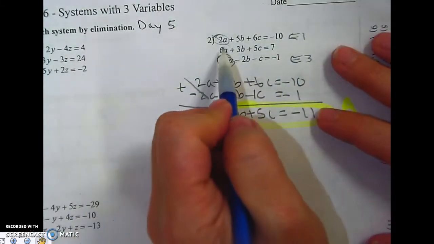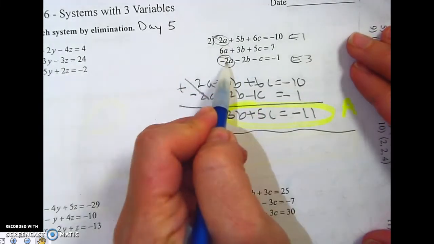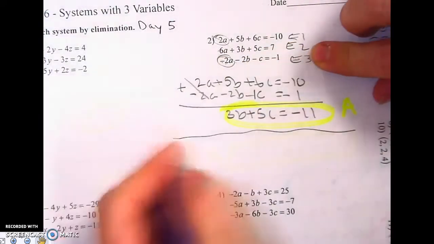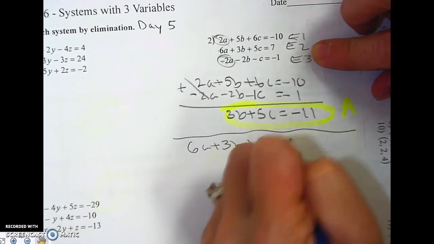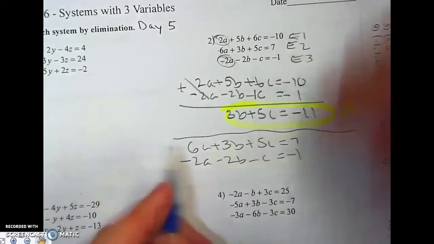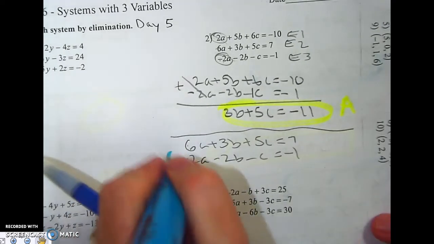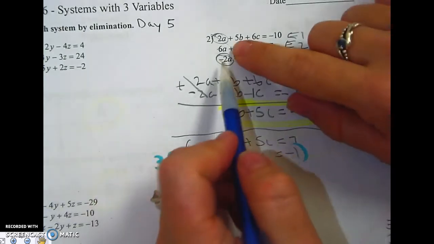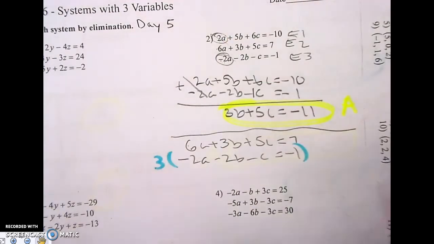Now I have an option. I can either add equation 1 and equation 2, or I can do equation 2 and equation 3. What I like about doing equation 2 and equation 3 is this. Let me write them down so you can see it. Is that they're already opposite. So all I have to do is multiply that by 3, and then I'll get a negative 6. Where if I did the 2 and the 6, I would have to multiply that by a negative 3, and that sounds uncomfortable to me.